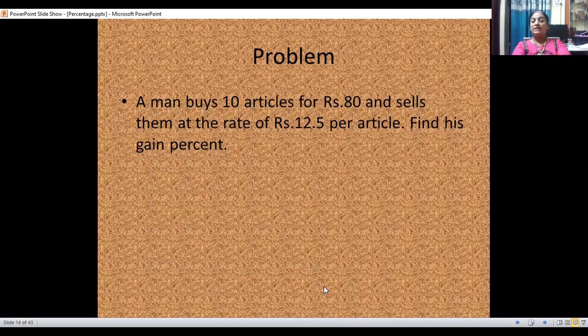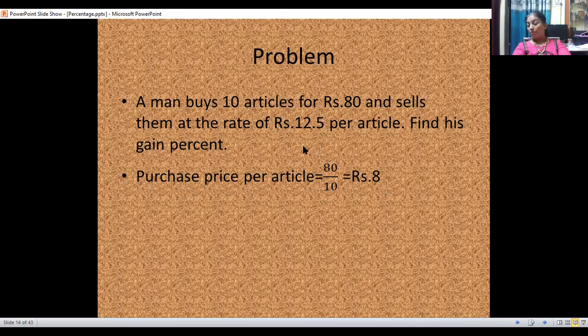A man buys 10 articles for rupees 80 and sells them at the rate of 12.5 per article. See here, per article, it is being sold. Find his gain percent. The man buys 10 articles for rupees 80, so for one article how much? That is 80 upon 10, the purchase price per article, that is rupees 8. And it is sold for 12.5.